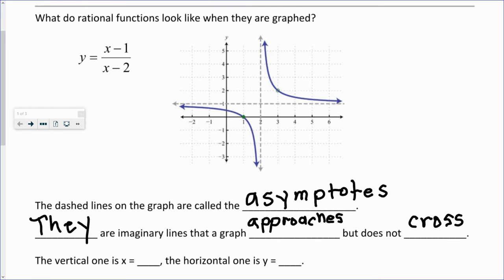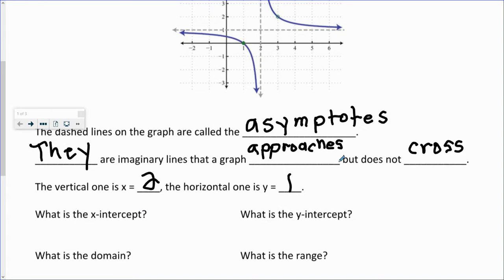So if you look at the vertical one, remember vertical lines have an equation, x equals some number. And so if you look at the vertical one here, it's going through x equals 2. So that asymptote is the equation, x equals 2. And the horizontal line has an equation y equals some number. And this one happens to be going through all the y values of 1. So horizontal asymptotes are a y equals equation. Vertical asymptotes are an x equals equation. And we always want to represent them as equations.